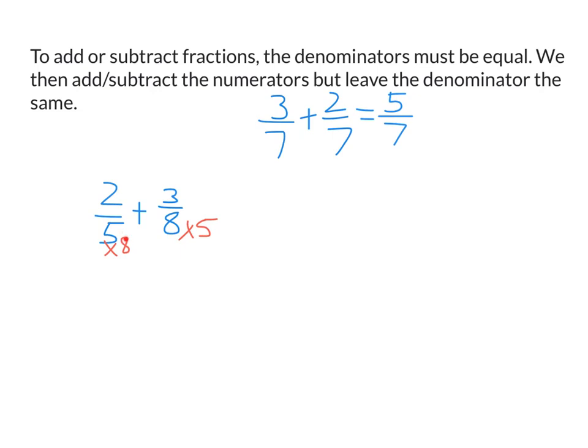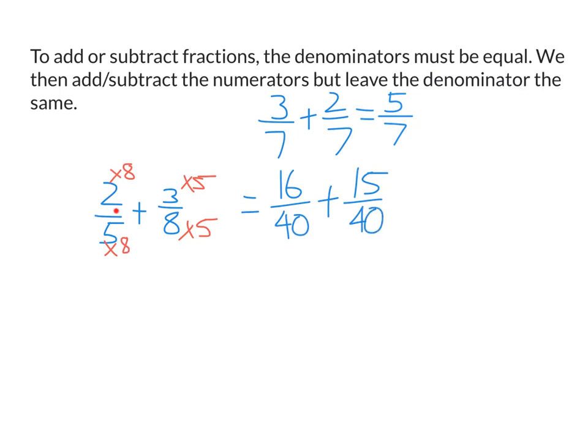So if I times the bottom by 8, I must times the top by 8. What you do to the bottom, you must do to the top. So 2 over 5, what I'm going to do now is change that. So I go 2 times 8, 5 times 8. That's the first fraction. The second one is 3 times 5, and then 8 times 5.